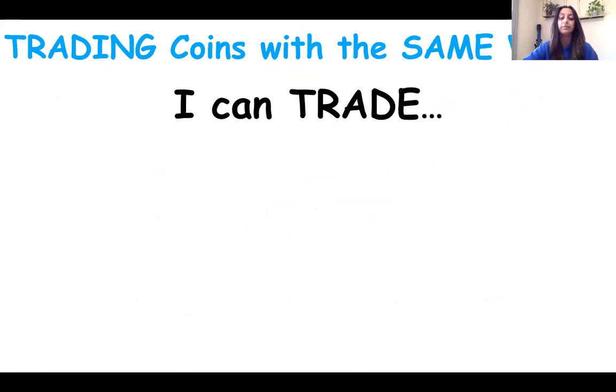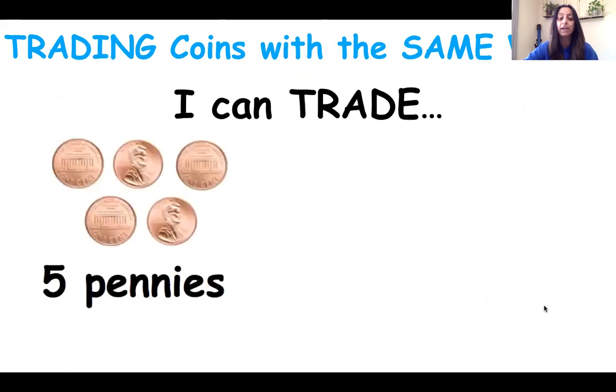For example, I can trade 5 pennies, which if we count the value of these 5 pennies, equals 1 cent, 2 cents, 3 cents, 4 cents, 5 cents. 5 pennies equal 5 cents. Can you think of another coin all by itself that equals 5 cents that I could trade these 5 pennies for? Pause the video, shout out your answer.